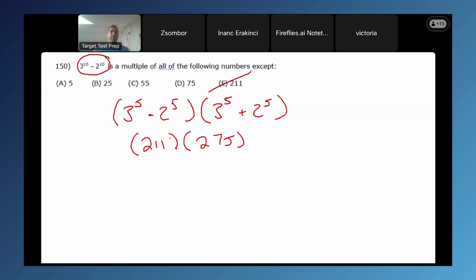So right off the bat, you eliminate. Now, for those of you who said that the answer here is D, how did you get that? How were you able to eliminate answer choice C?